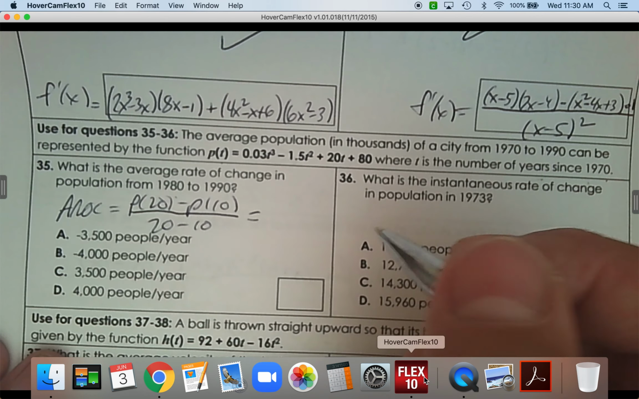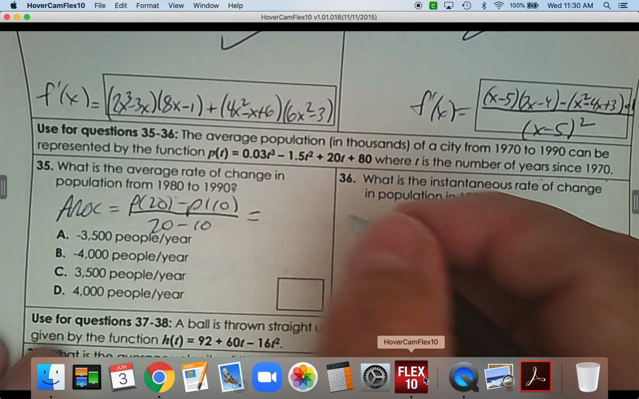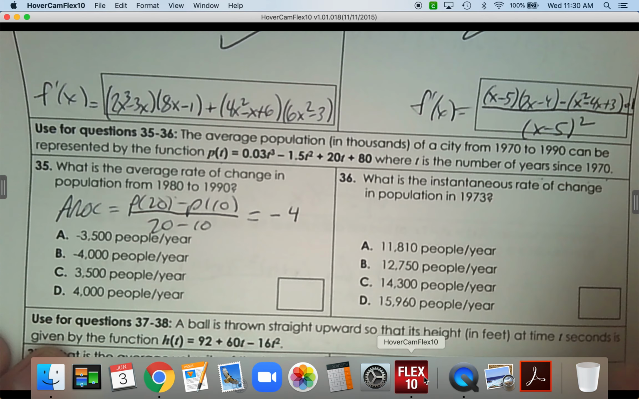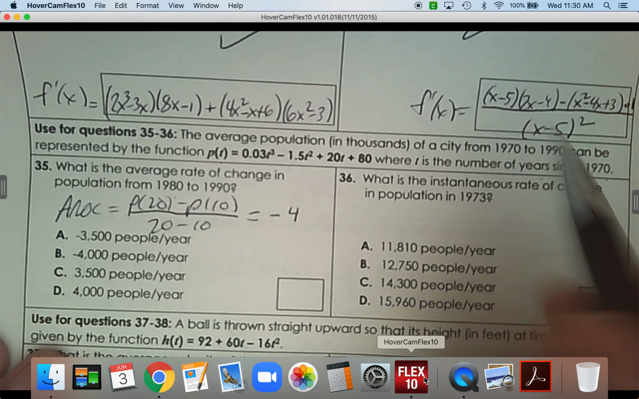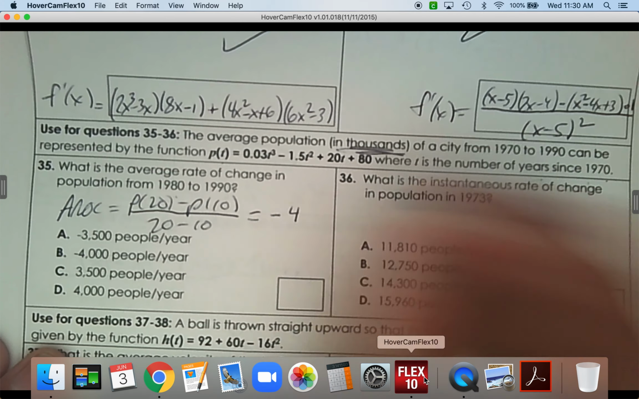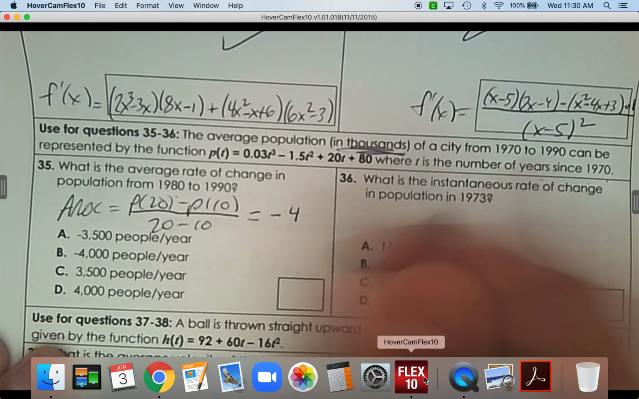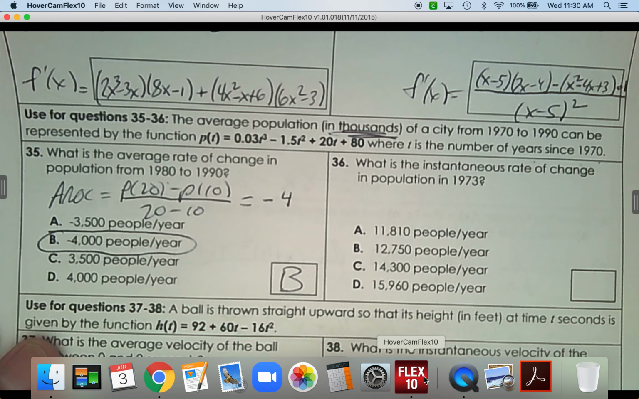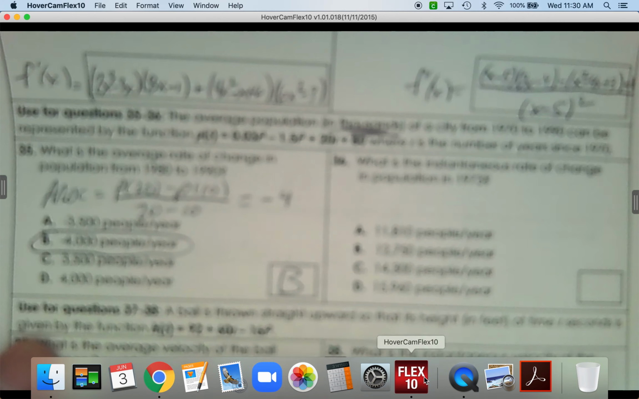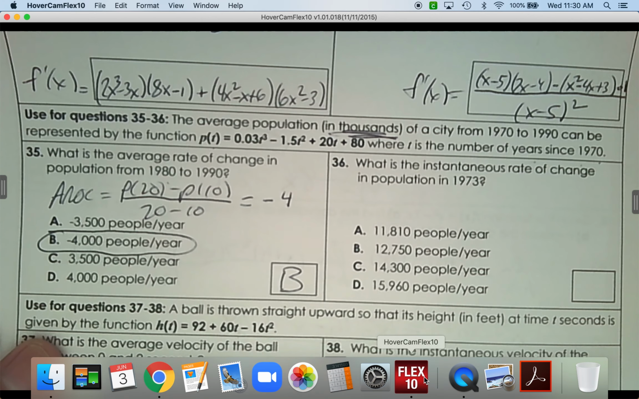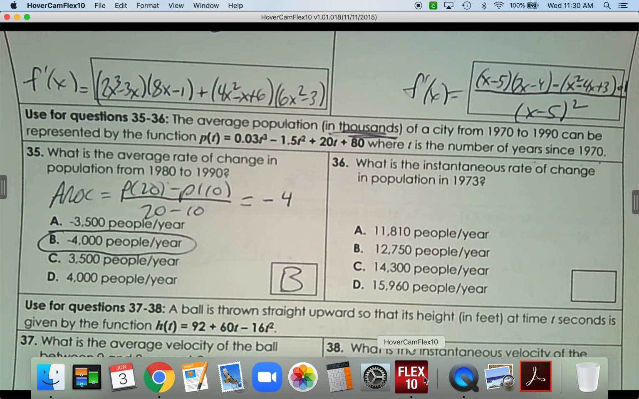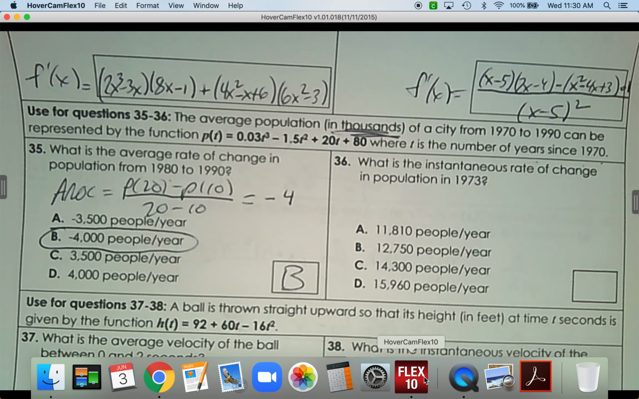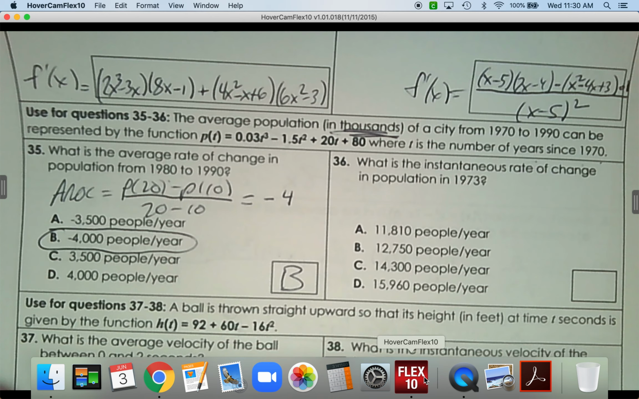If you used your calculator, you would get the answer -4. But realize that P is in thousands. So it's not -4, but -4,000. So did you write down the answer as B? That means it's decreasing the population. The average rate. That's what the negative means. Not that there's negative people, but it's decreasing in size at that rate. So a rate can be negative, but people can't be negative.